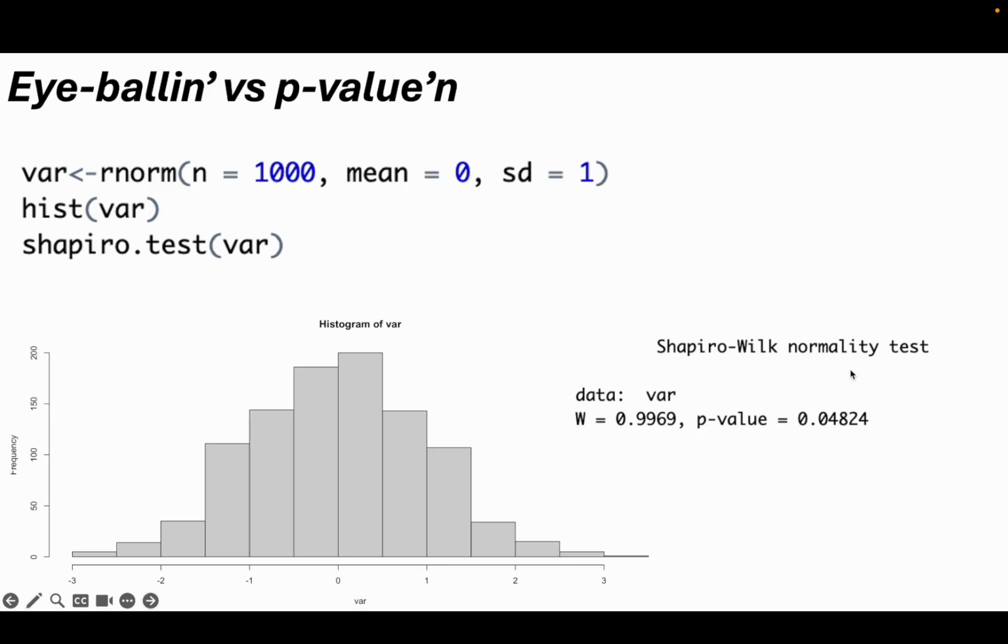In this case, the p-value for this Shapiro-Wilk test says the data is not normally distributed. And I can use this as an example to say to students, it's often somewhat subjective as to whether data is normally distributed or not, because the eyeball of this histogram suggests to me that it's normally distributed, but the p-value here suggests it isn't.